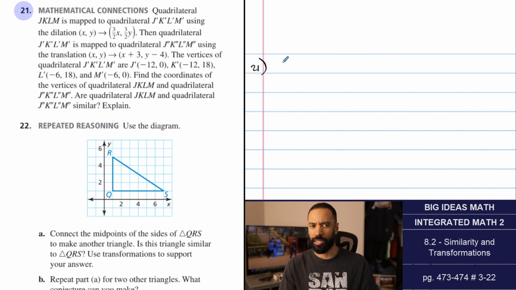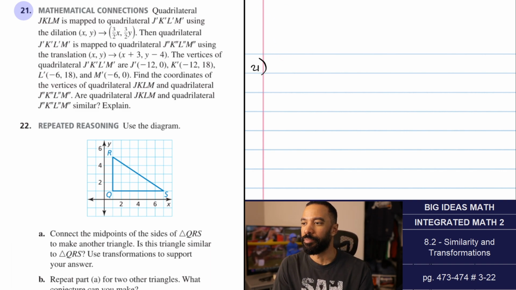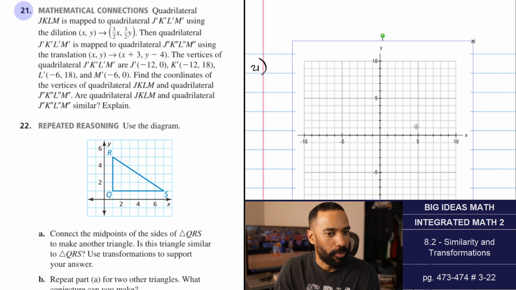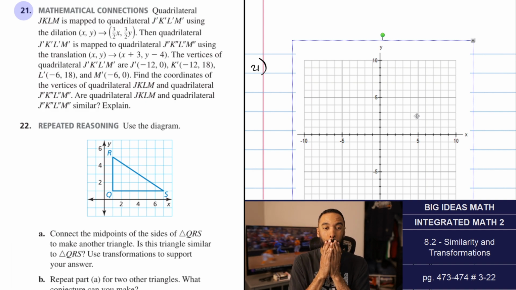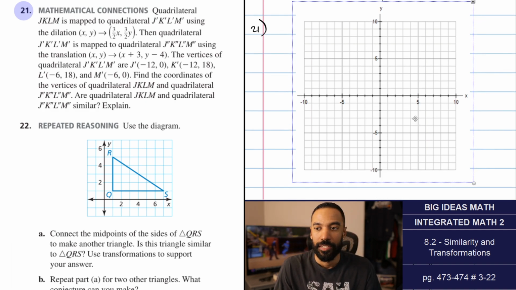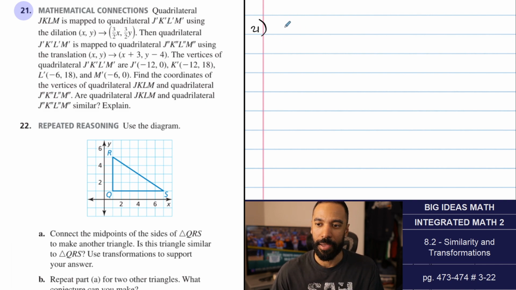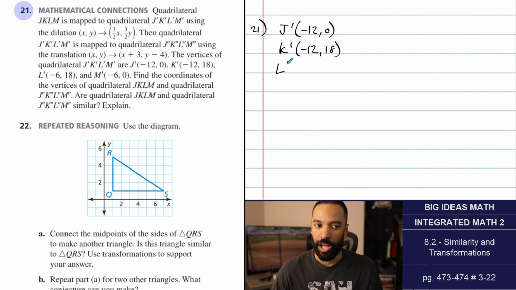Are they similar? Explain. They better be similar, because you just told me what transformations to do. The problem is the points they gave me. Okay, I'm not going to use a graph. I don't think there's a reason I need to use a graph. So J prime, let's do this. J prime is from -12, 0. K prime is from -12, 18. L prime is from -6, 18. M prime is from -6, 0.